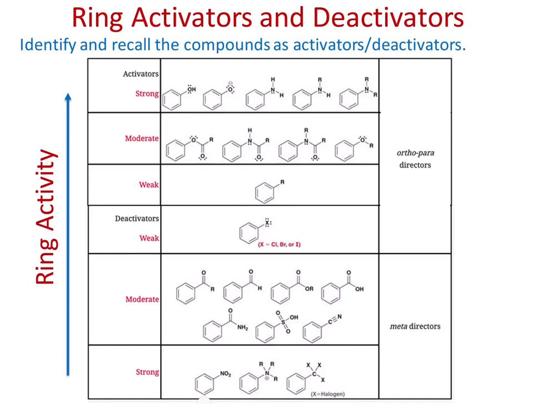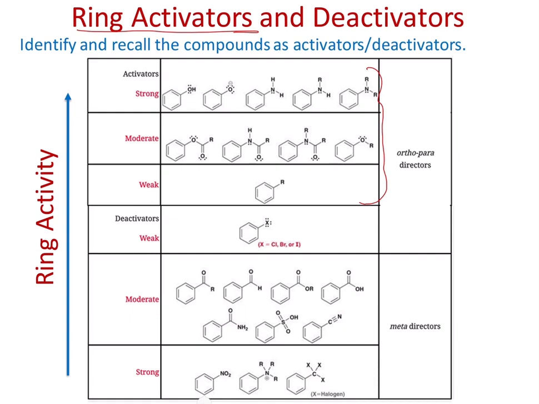Hello, in this video we are going to look at the directing effect of the electron donating groups in an electrophilic aromatic substitution. Okay, so the electron donating groups activate the ring, so we do actually call them ring activators because they make the ring more nucleophilic so that an electrophilic aromatic substitution can occur easily.